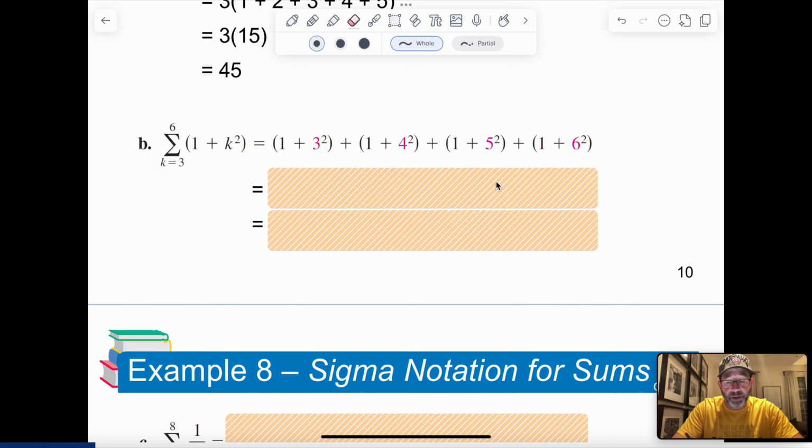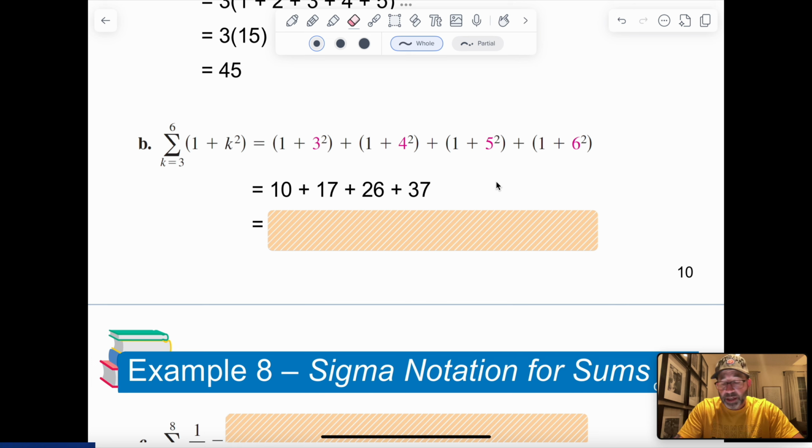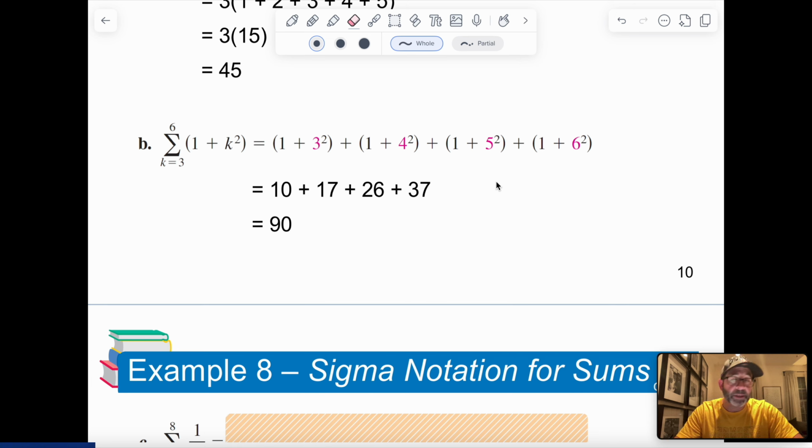And we're just going to take all those values and add all those together. So we're going to get 10 plus 17 plus 26 plus 37. So we're going to end up with 90.